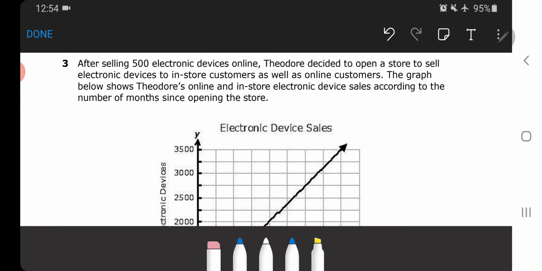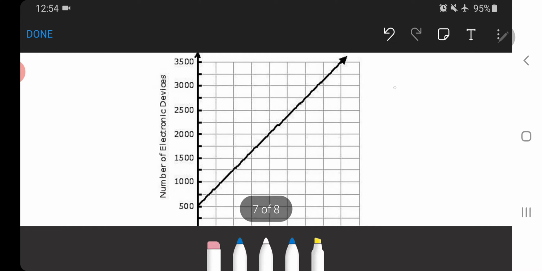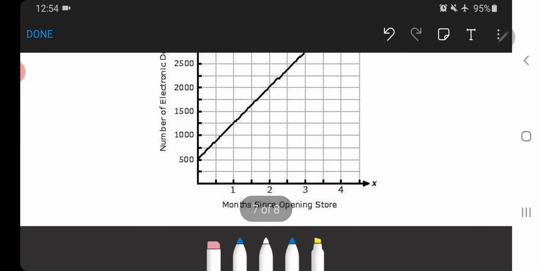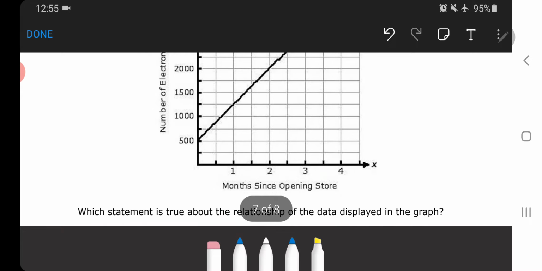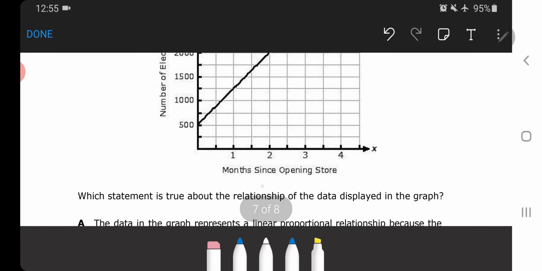After selling 500 electronic devices online, Theodore decided to open a store to sell electronic devices to in-store customers as well as online customers. The graph below shows Theodore's online and in-store electronic device sales according to the number of months since opening the store. Months since opening the store represents our X values. Now we're electronic devices. Which statement is true about the relationship of the data displayed in the graph?